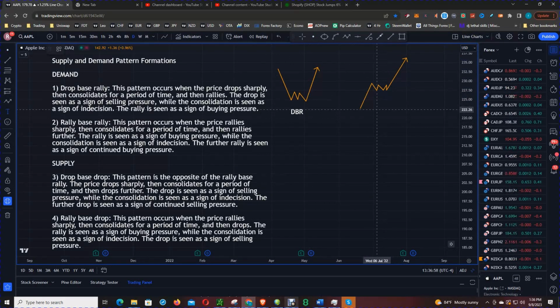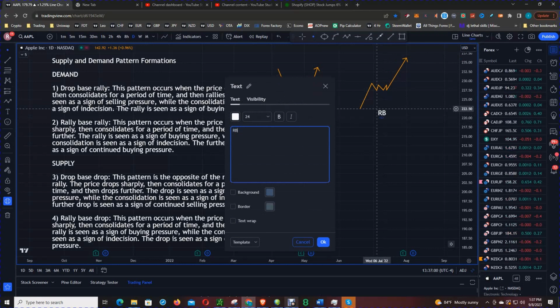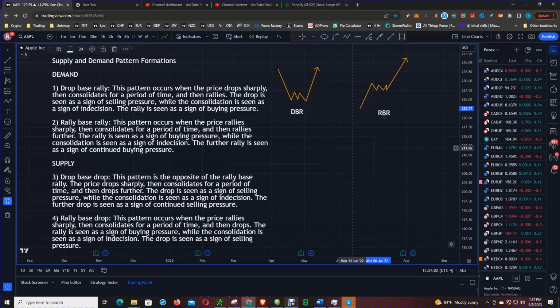So let's put a label on that. Rally, base, rally. Then you have the two supply pattern formations. First one is a drop, base, drop.